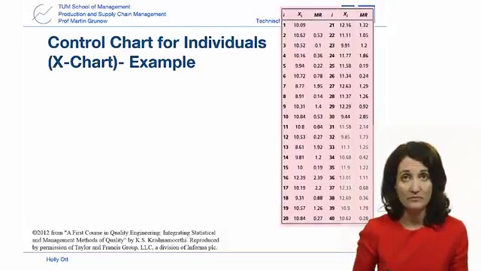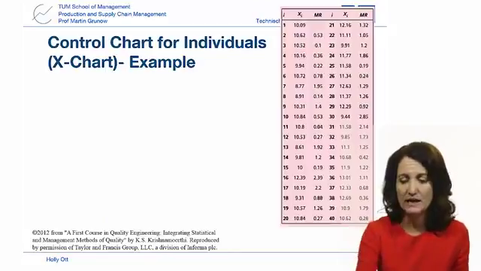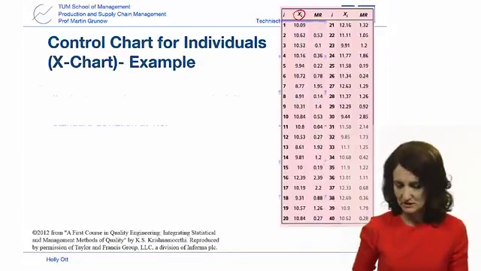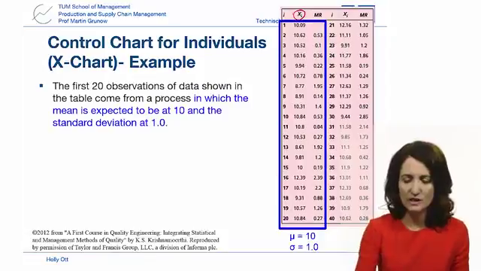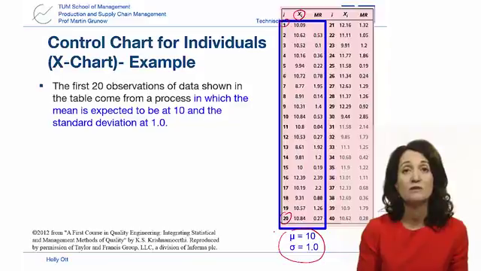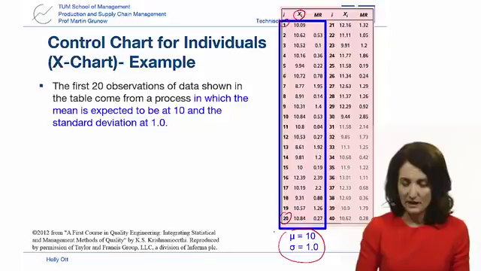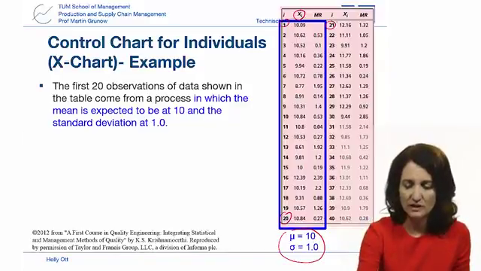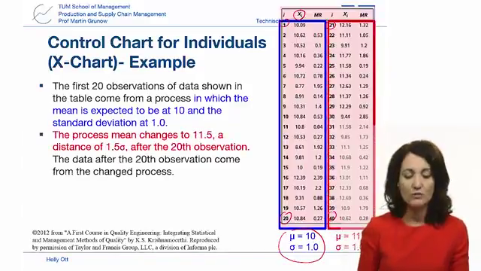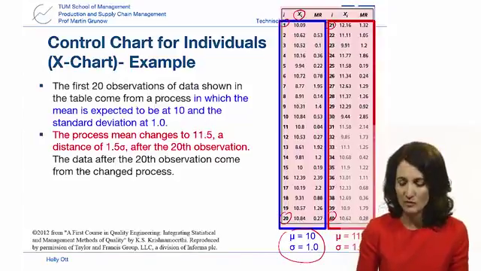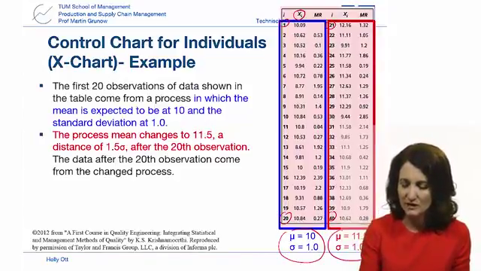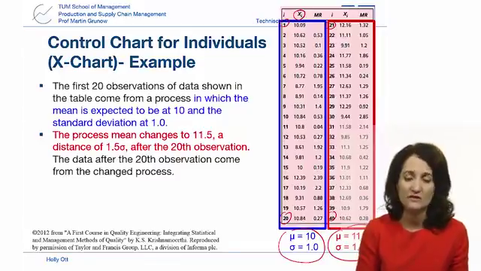What we have here is data points, and again, individual data points, not sample averages. For the first 20 observations, so 1 to 20, we know the process is centered with a mean of 10 and a standard deviation of 1. Now, after the first 20 observations, so for 21 to 40, we know there's been a process mean change of 1.5 sigma. So the mean is now at 11.5. Sigma hasn't changed. The variability is still the same, standard deviation of 1.